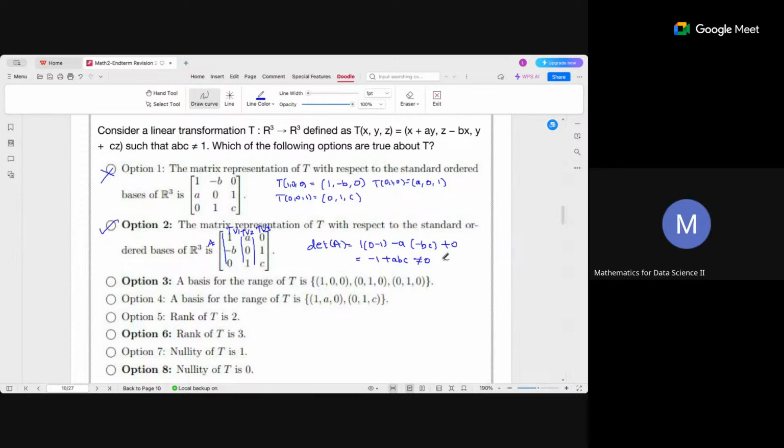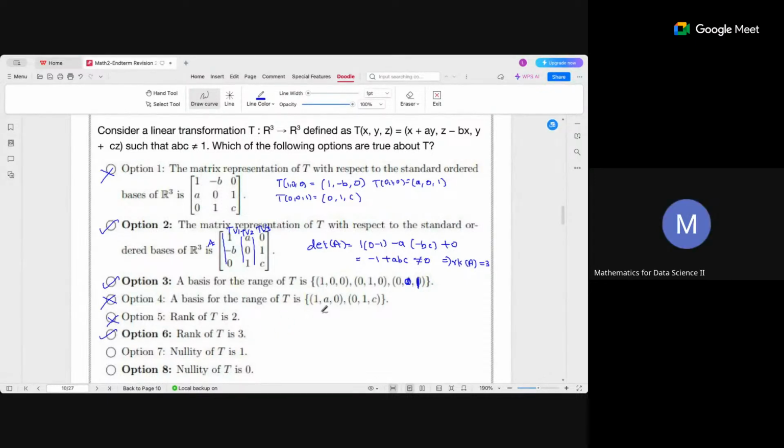What can you say about the rank of A? Rank is full rank, 3. So rank is 3, which means a basis for the range of T is (1, 0, 0), (0, 1, 0), (0, 0, 1) here actually. So is this correct? Yes, ma'am. A basis for the range: only 2 vectors are given, and the rank is 3, so it is incorrect.